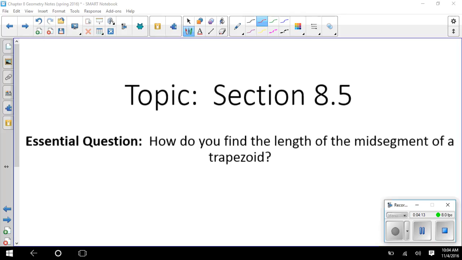Okay, so now you should be done with your quiz, and then the substitute will pass out the section 8.5 Cornell notes to you, and then you will copy this essential question. So this is our last section, 8.5, that we're going to cover. The essential question is, how do you find the length of the mid-segment of a trapezoid? So by the end of today's notes, you should be able to answer the essential question, how do you find the length of the mid-segment of a trapezoid? So you guys can pause as needed.